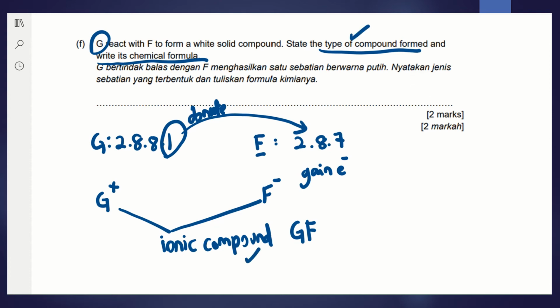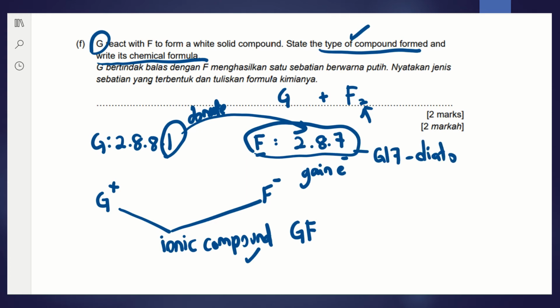To write the balanced chemical equation, we write down G plus F2. Why do we need to write F2? Because F is a group 17 element, and group 17 elements are diatomic molecules. So we need to write F2. The product is GF.